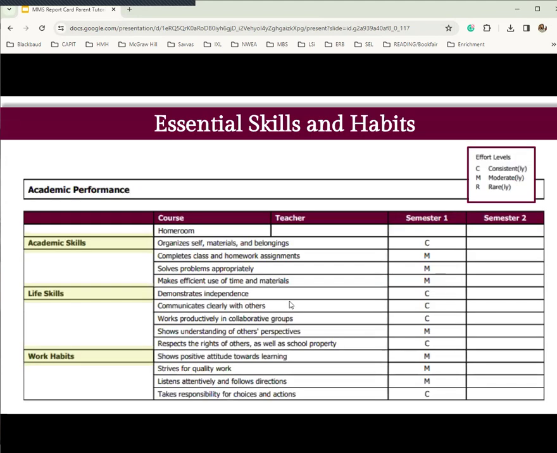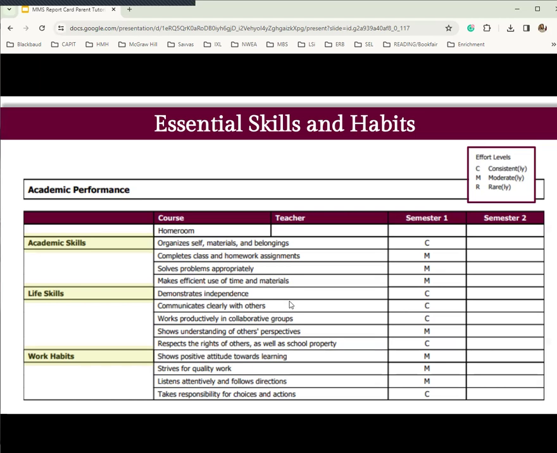On the next part of the report card, you'll see the essential skills and habits. Right before we go into the different subjects, you're going to see the academic performance in the essential skills and habits, which are divided into 3 categories: academic skills, life skills, and work habits. This is being assessed using the effort levels. So not a 1, 2, 3, 4, but as you can see, they're either consistently doing these things and receiving a C, moderately showing that they do these things, so an M, or rarely showing that they are performing at this level, so they would get an R.